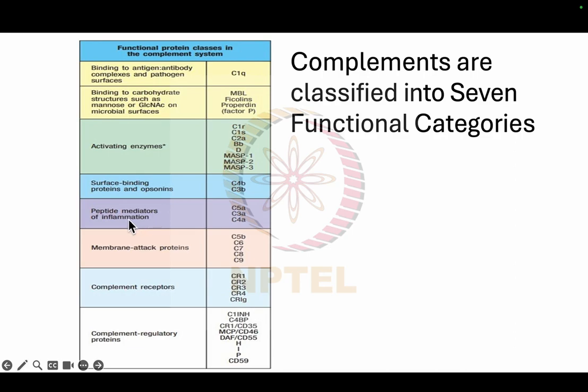Peptide mediators of inflammation: C5a, C3a, C4a. Membrane attack proteins or MAP: C5b, C6, C7, C8, C9. Complement receptors: CR1, CR2, CR3, CR4. Complement regulatory proteins, there are a lot of names, C1 INH, DAF, CD59, and so on.